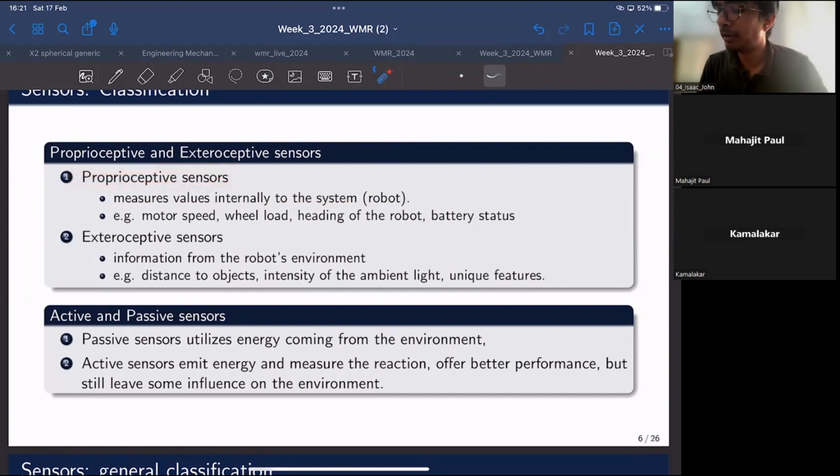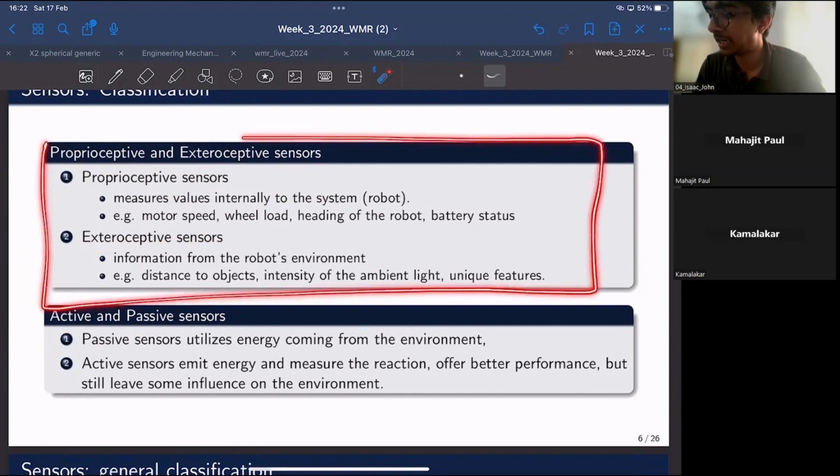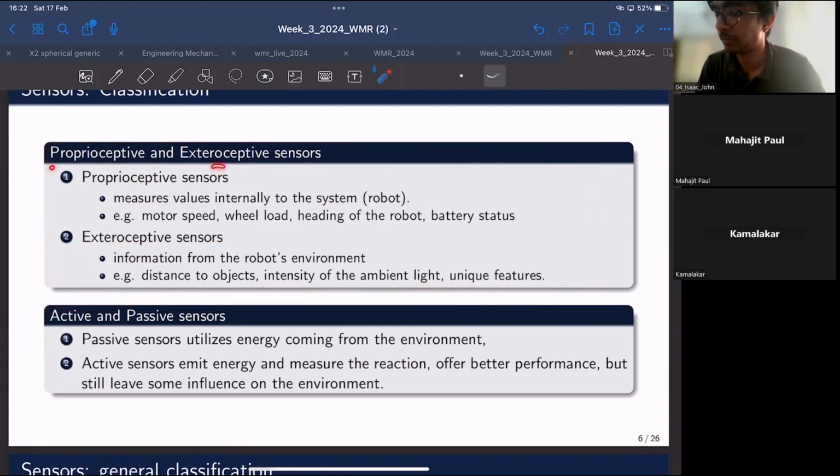And sensors that measure something external to a robot, for example, proximity to a wall or to an obstacle, or if you are talking about a camera, a vision sensor, that is also measuring something external to a robot. Those come under exteroceptive sensors. So that is one type of classification of sensors, proprioceptive and exteroceptive.